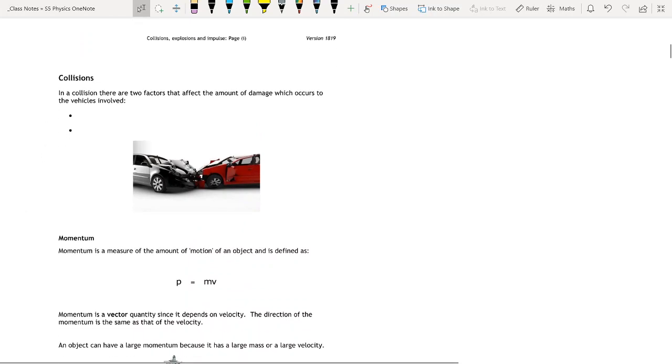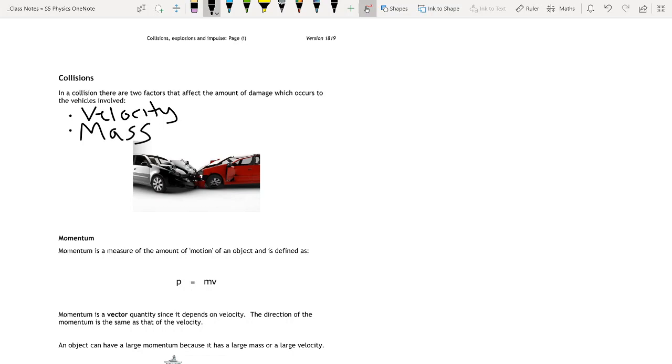So in a collision, there are two factors that might affect the amount of damage which occurs to the vehicles involved. And this one is relatively intuitive. It's obviously how fast they're going, so velocity, and of course, how big they are, the mass. So those two things affect how much damage something might gain if it's in a crash. And momentum is a thing that takes these into account.